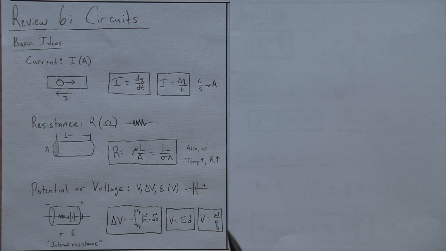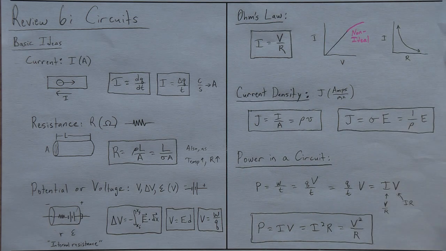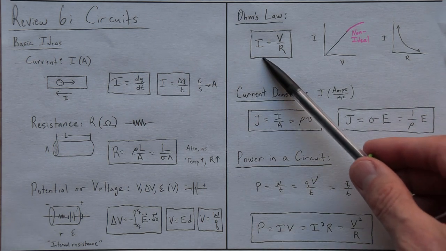So if you figure out the joules that you get out of an electron going through a chemical reaction and you divide by the charge on an electron, 1.6 times 10 to the minus 19, you would get the voltage of that particular device. Okay, so the current, resistance, potential, or voltage. All right, so let's move on to, as I said, one of the big ideas of the unit, Ohm's law. Okay, so here it is, I equals V over R.